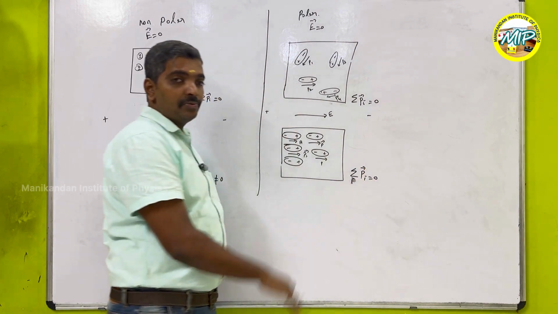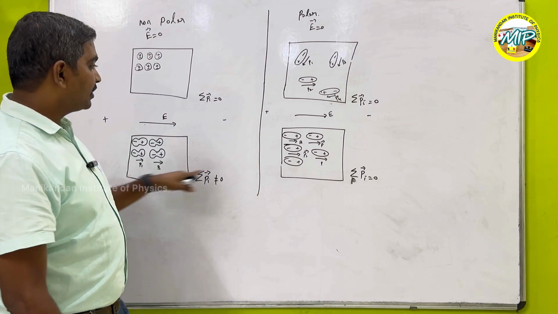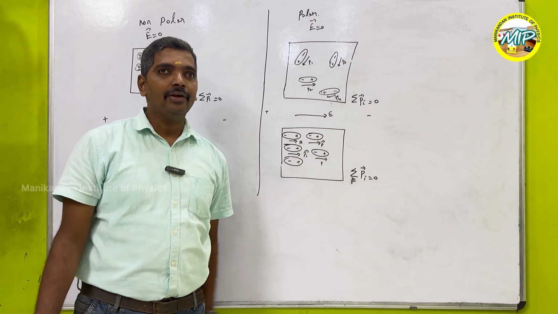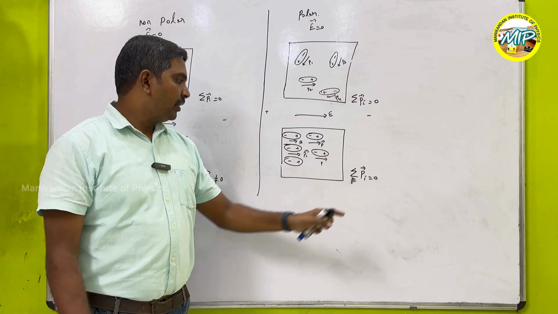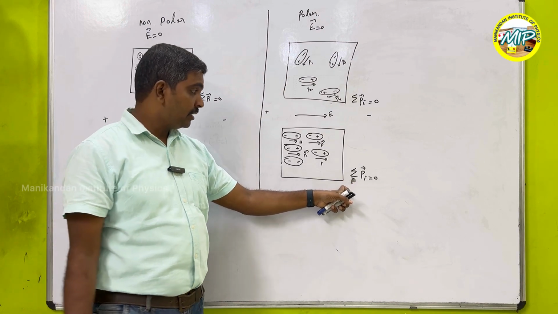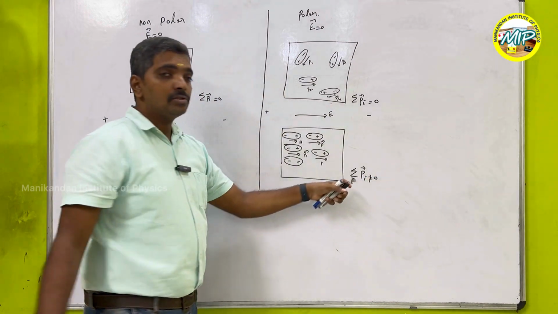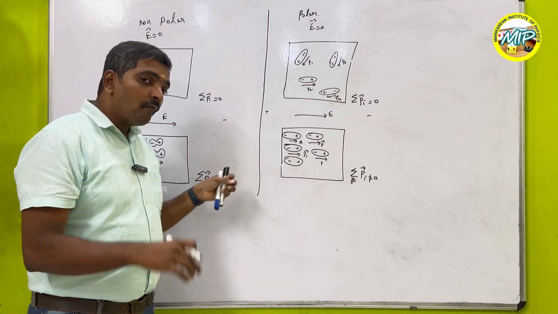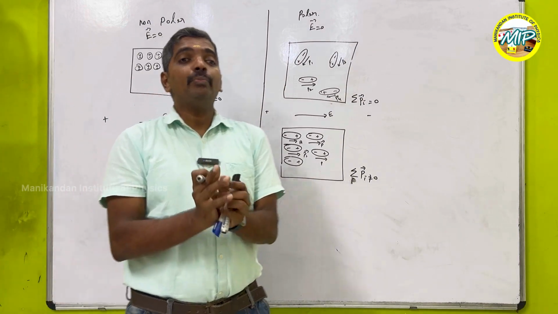The net dipole moment is not going to be 0. My net dipole moment, because all the individual dipoles are in the same direction, parallel. So now we have a dipole moment here also, it's not going to be 0, right? Here also we have a dipole moment, here also we have a dipole moment. Which material are you going to choose to store more energy?